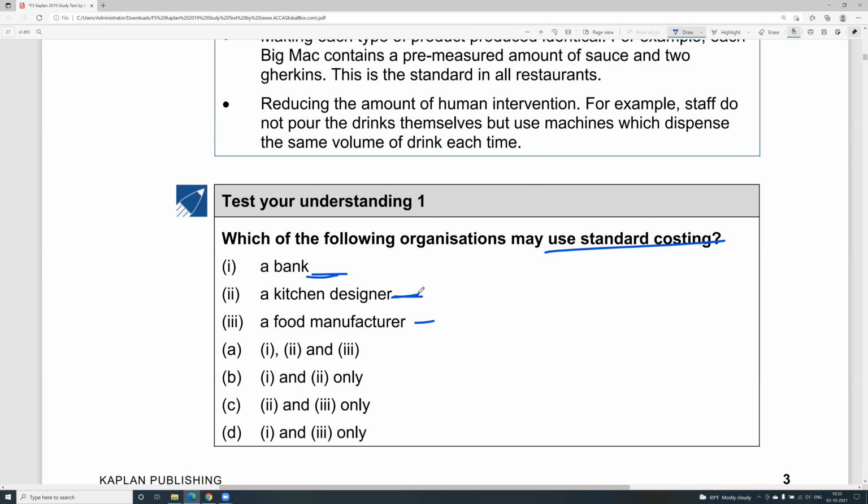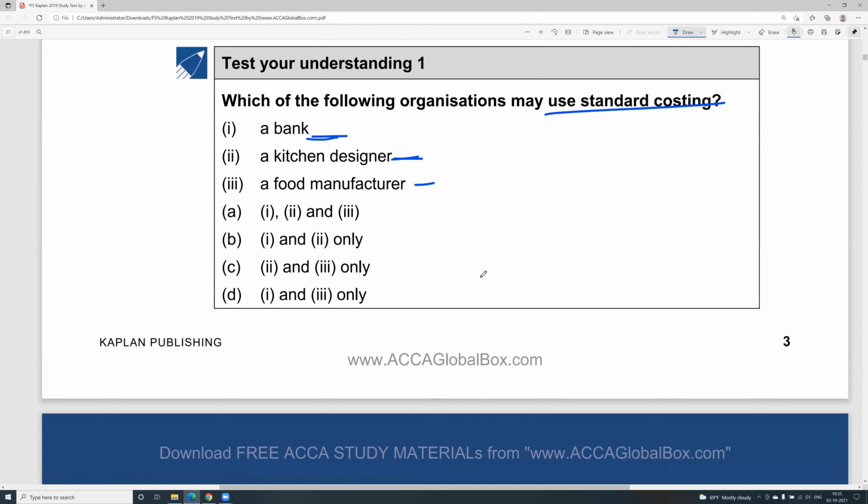A food manufacturer and a bank, can they be? Yes, because they are repetitive works going on again and again. And if you have a standard cost set for it, that will be much more enough. Yes or no? You guys there with me? Yes. Now, moving forward.